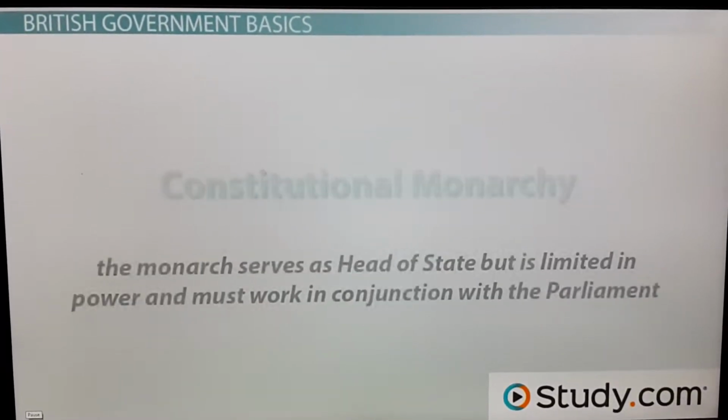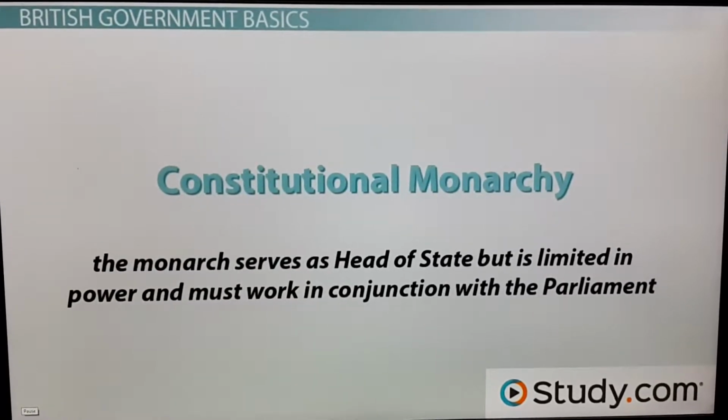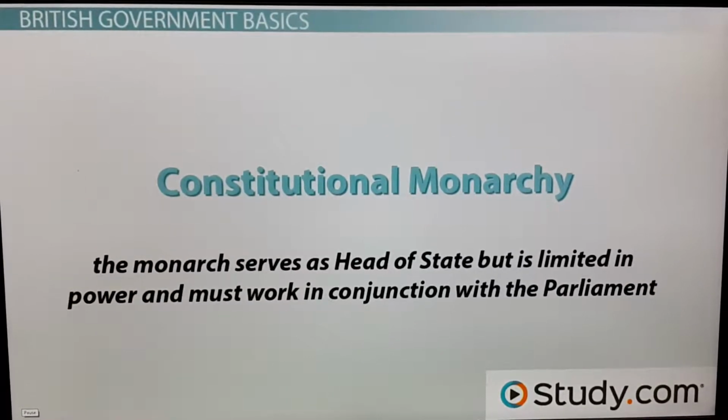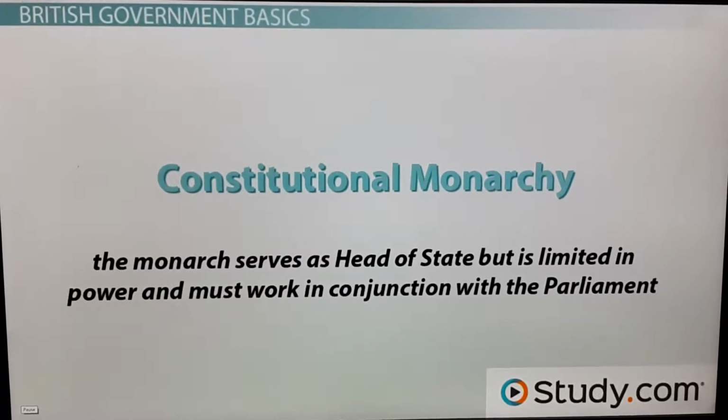Britain is also a constitutional monarchy, in which the monarch serves as head of state but is limited in power and must work in conjunction with the parliament.